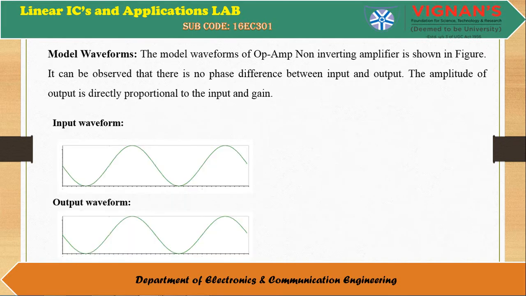So model graphs are given here. We check the gain by applying a sinusoidal signal as input. So here this is the sinusoidal signal as input, and we get a sinusoidal signal at output without any phase change. If there is no phase change, then we say it is a non-inverting amplifier. Otherwise it is an inverting amplifier.